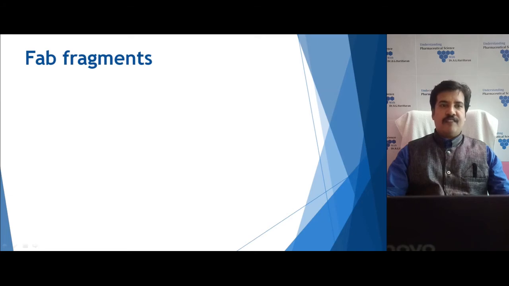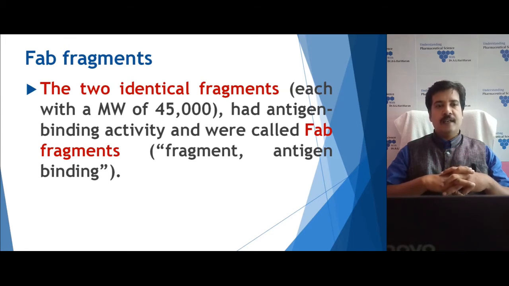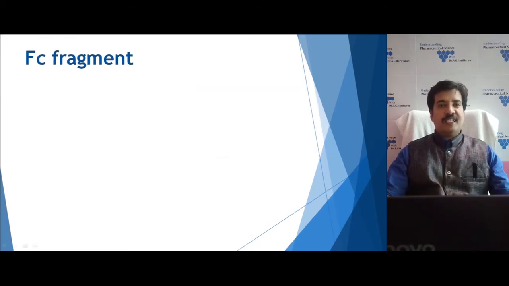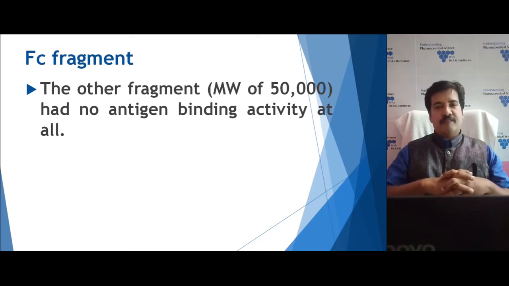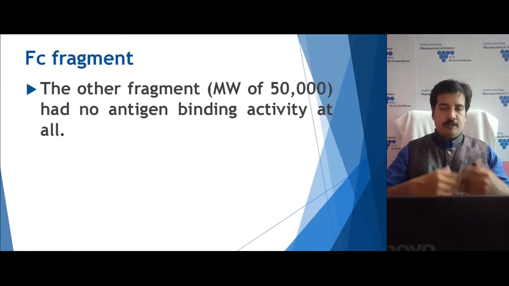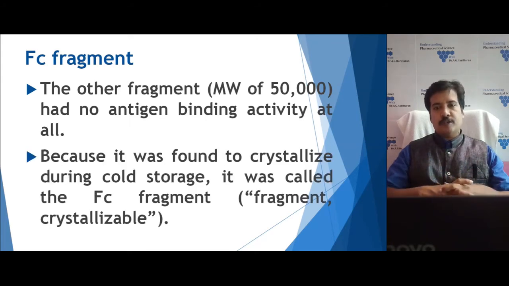So if you see the fragment AB region, these are identical in nature, generally having a molecular weight of 45,000 Daltons and binding to the antigen. So that is called fragment antigen binding. Whereas the FC fragment is the constant region, having a molecular weight of around 50,000 Daltons, and has no antigen binding activity. Because it is also crystallized while in cold storage, we call it fragment crystallizable also.